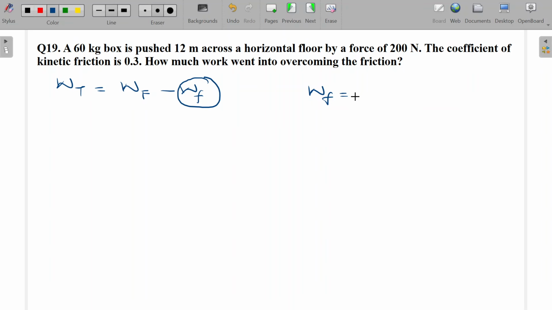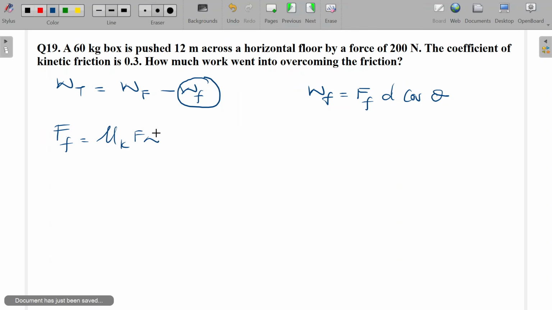is equal to, because we need to overcome this friction. The work done by the object to overcome the friction is equal to the work done by the friction, such that they cancel out each other, so that you can have the work total. Work done by friction is equal to the friction force times the distance times cos theta. So now the friction force is equal to mu k, this is kinetic, so it's mu k times the normal force.